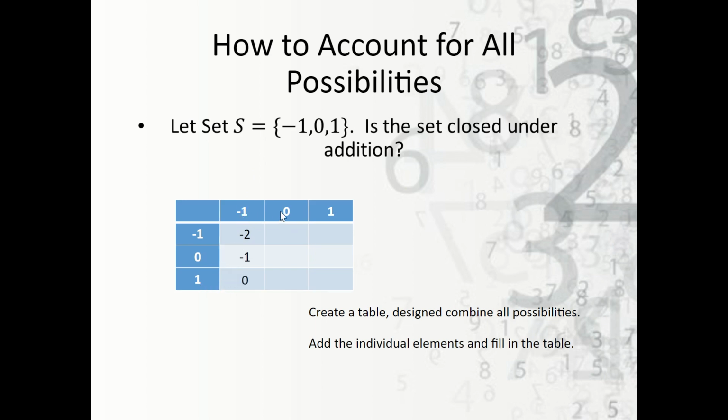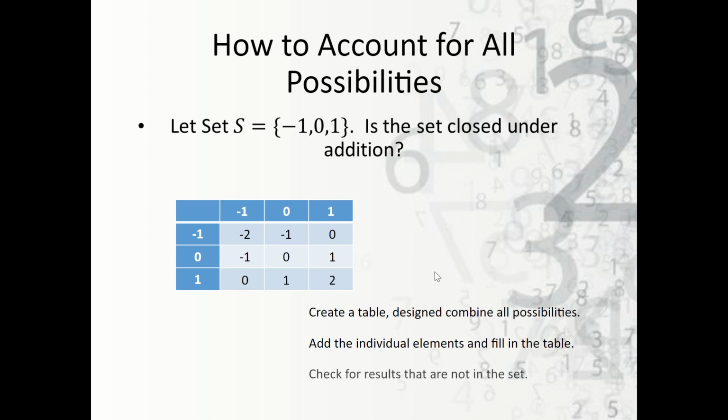Then 0 plus negative 1, which is negative 1. And 0 plus 0, which is 0. 0 plus 1 is 1. Then 1 plus negative 1 is 0. 1 plus 0 is 1. And 1 plus 1 is 2.